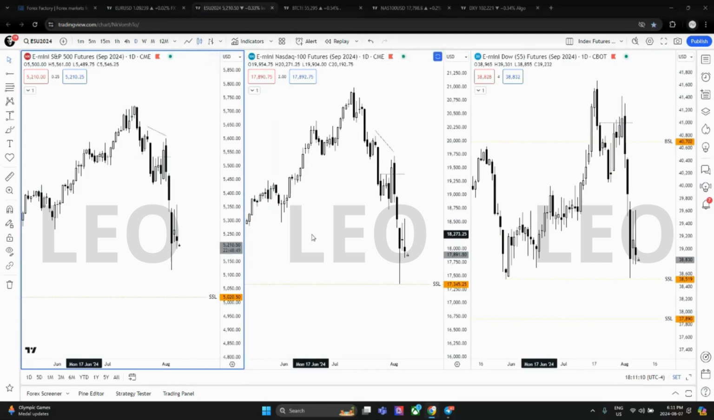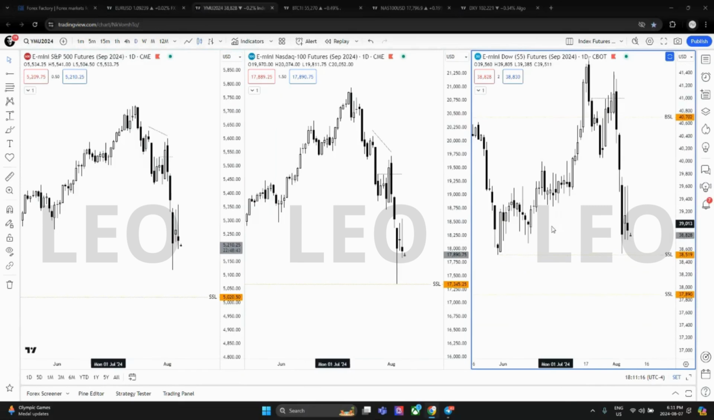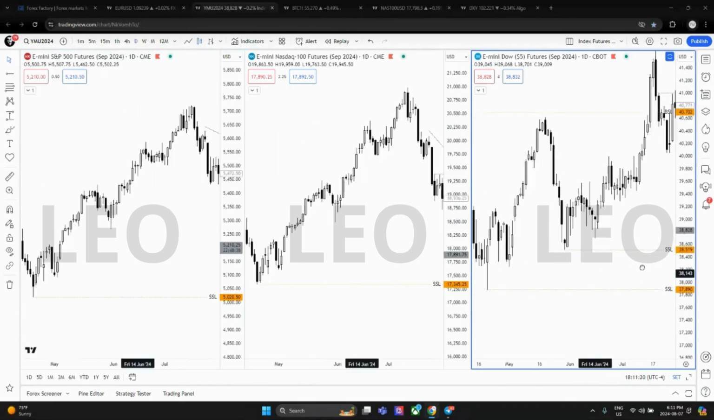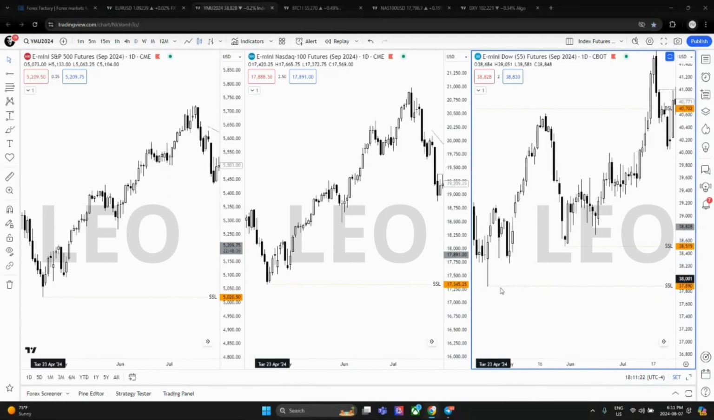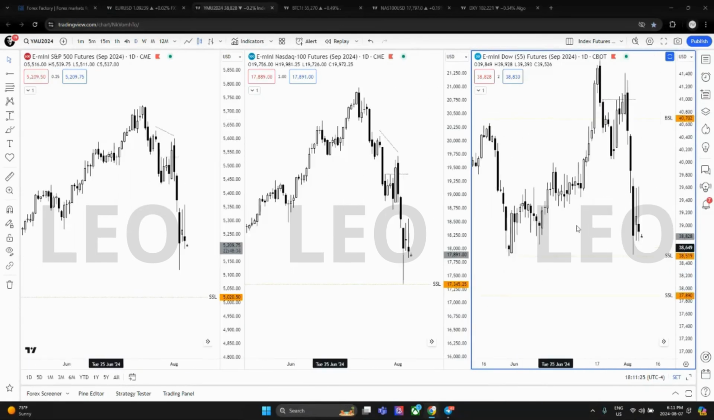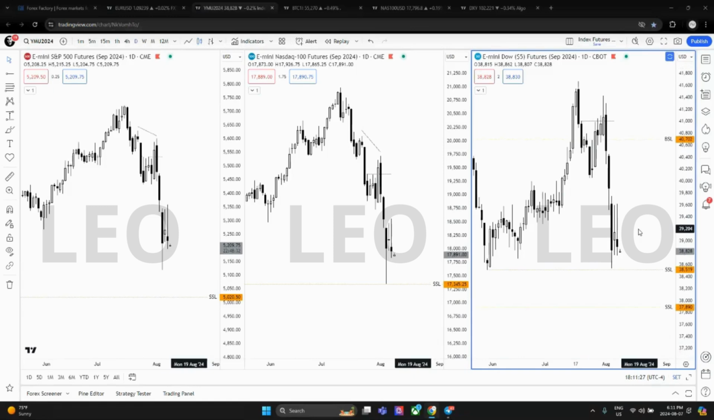Same thing for the NASDAQ and the same thing for the Dow. So first of all, I want to draw your attention to here where I have marked as sell side liquidity for the Dow. And here, more than likely too as well. What does that mean?